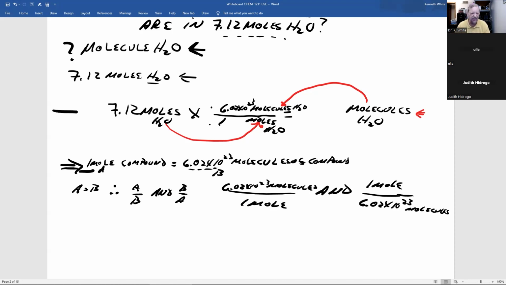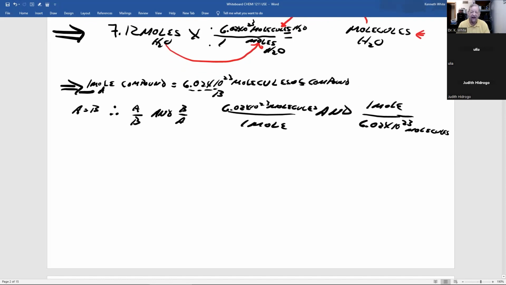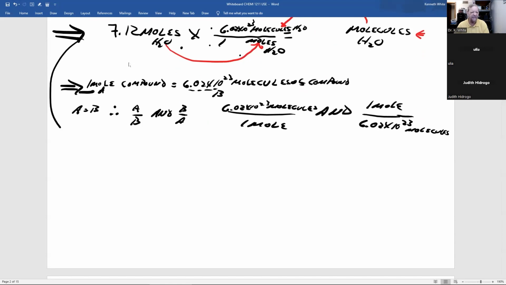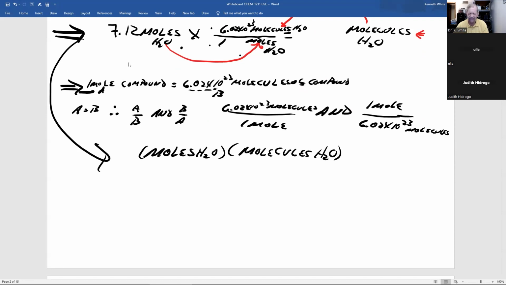And now if I look at this, I can proceed. What do I look at? The units. And that's why this is called unit analysis. If I multiply this times the units, I have moles of water, forget about the numbers, times molecules of water divided by moles of water. Again, I'm not looking at the numbers, just the units.